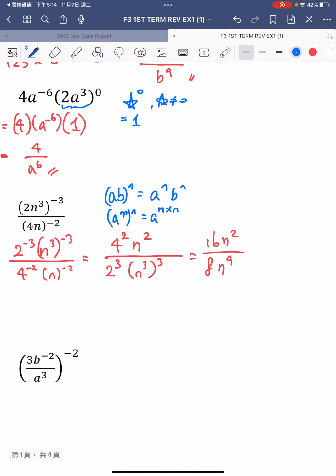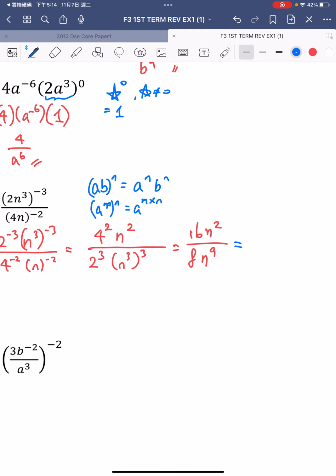So now we can simplify further. Then we can use our formula a to the power of m divided by a to the power of n is equal to a to the power of m minus n. Which means that the 16 divided by 8, we have a 2 left. And because the n squared is smaller than the n to the power of 9, we can divide by using n to the power of 9 minus 2. So we have 2 over n to the power of 7.